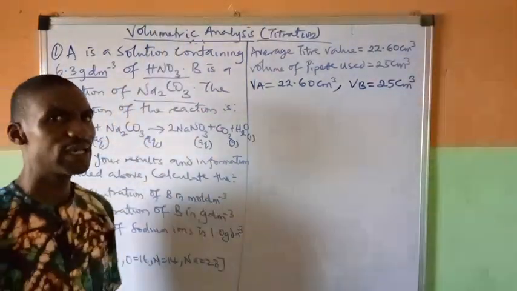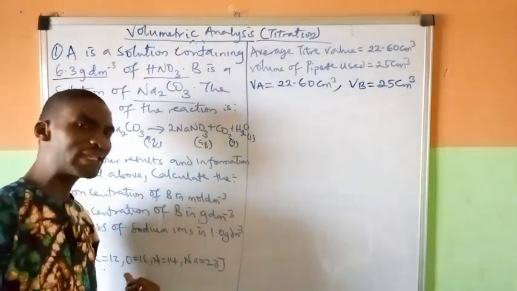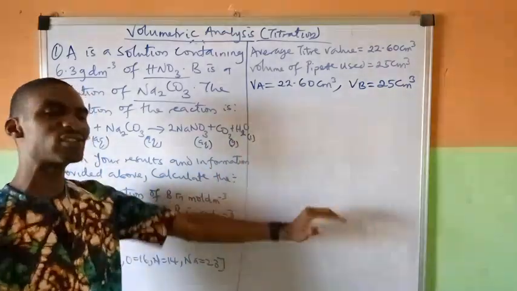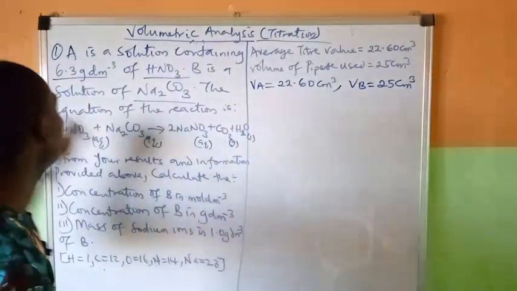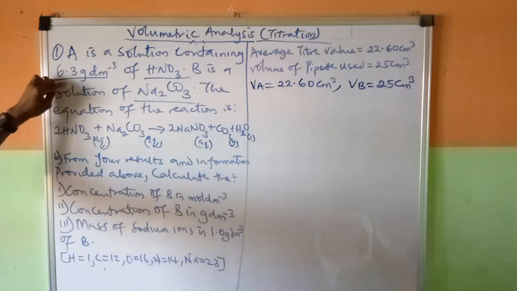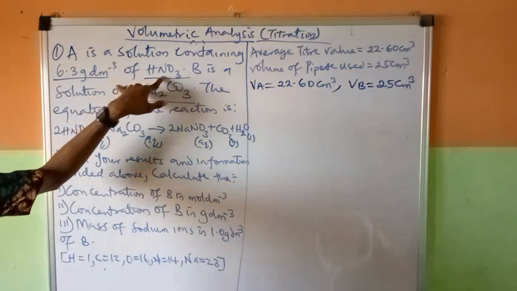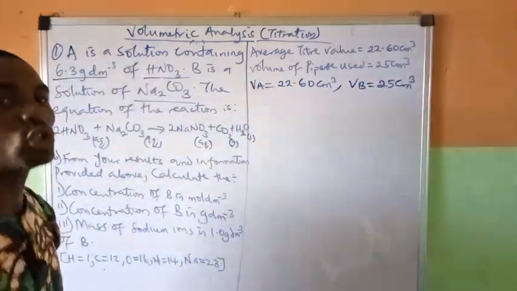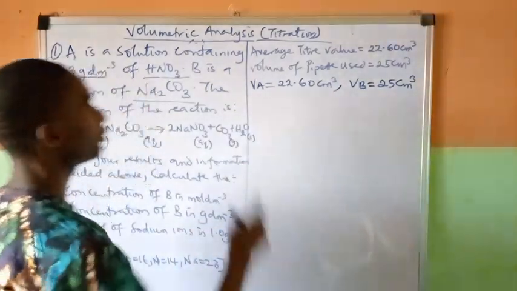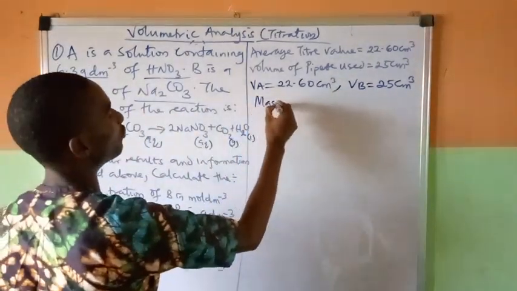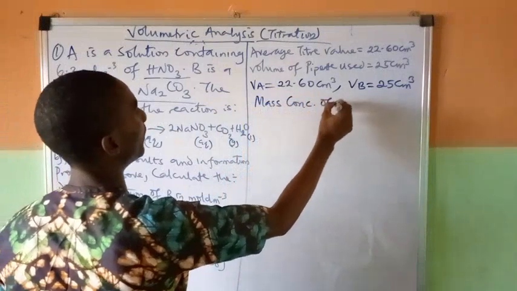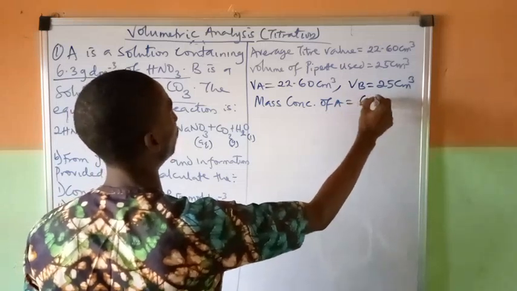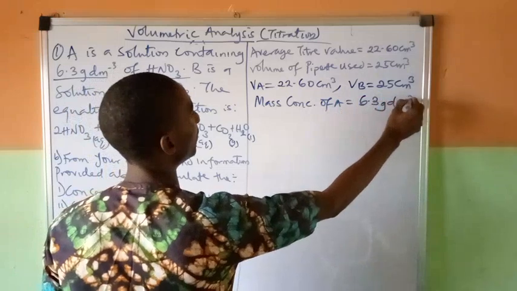If you look at the first set of formulas I gave, equation 3 says molar concentration equals mass concentration over molar mass. The unit of mass concentration is gram per dm cube. So this 6.3 gram per dm cube is the mass concentration of this acid. But you cannot use that mass concentration directly in your calculation. You have to convert it to molar concentration. So the first thing you want to do is write: mass concentration of A is equal to 6.3 grams per dm cube.